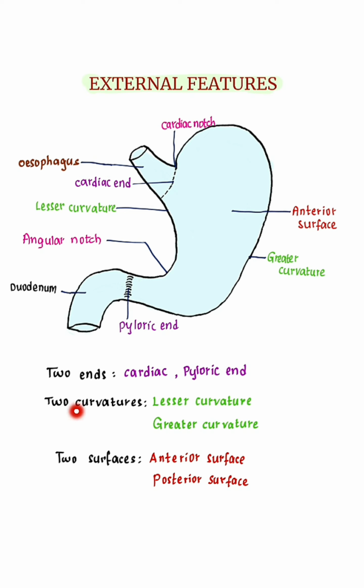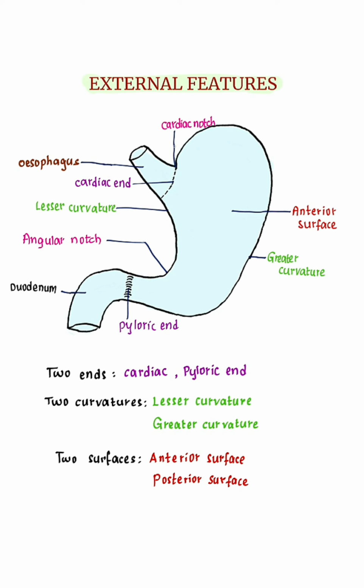Two curvatures: lesser curvature and greater curvature. The lesser curvature is concave and shorter. It is on the right side and forms the right border of the stomach. The most dependent part of this curvature is called the angular notch or incisura angularis. It provides attachment to the lesser omentum.